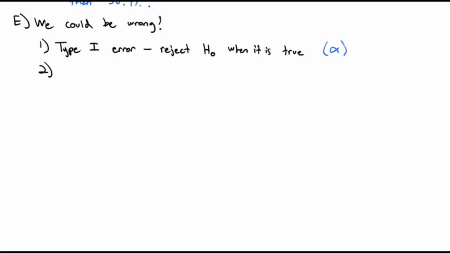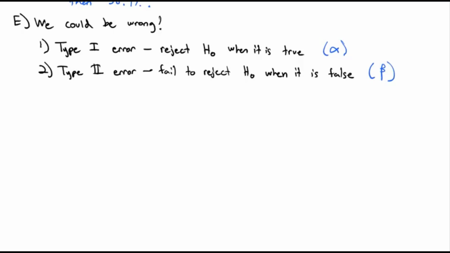The other type of error is what's called a type 2 error. And that's where we fail to reject the null hypothesis when we should have, when it is false. And the probability is not as evident for that. We call that probability beta. It comes up in more advanced statistics classes. We're not going to spend a lot of time on that. But you should be aware at this point of what a type 1 and type 2 error is in context.